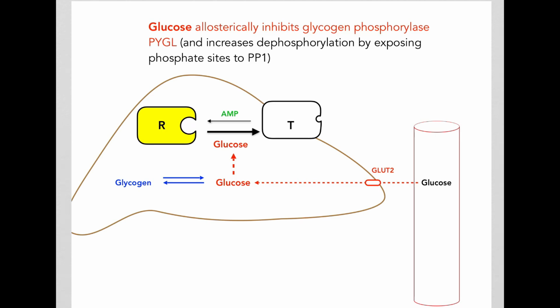In case of the liver, as glucose is taken up into the cells by GLUT2, the concentration of glucose in the hepatocytes will increase. Now glucose is an inhibitor. Glucose allosterically inhibits glycogen phosphorylase, converting the active R form into the T form. This way, it will reduce the activity of glycogen phosphorylase, and thereby reduce glycogen breakdown. So it will reduce glycogenolysis.